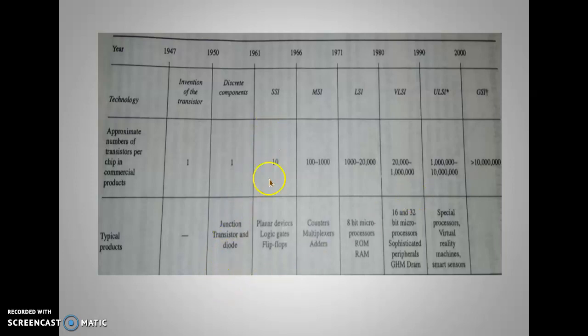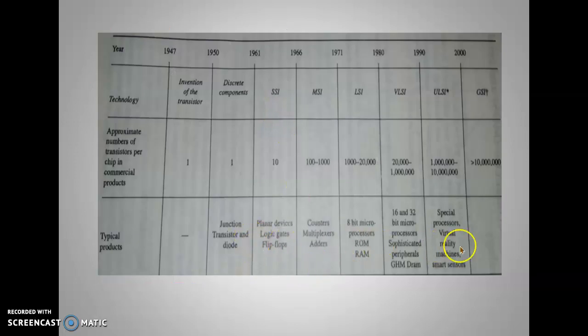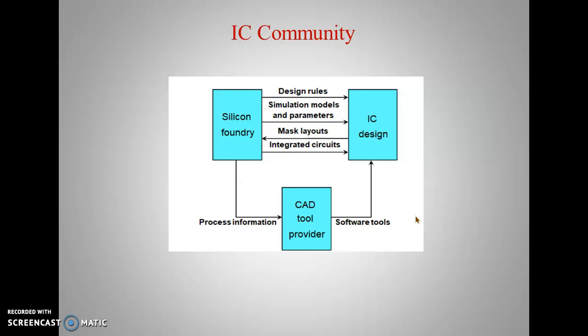And here in SSI, planar devices, logic gates and flip-flops, all what you have seen here are examples. These are the different types of components that are designed by using these different generations. Okay, and coming to the next one, the IC community. The IC community is nothing but the entire design being done by using these three components. In that, the first one is the silicon foundry, next one is IC design, next one is CAD tool providers, right?